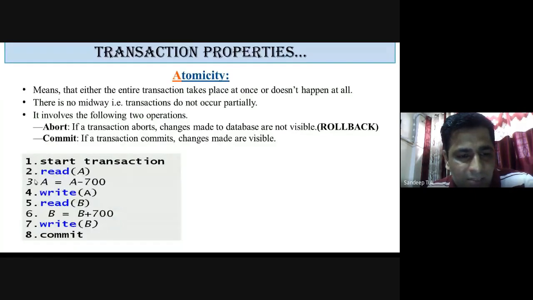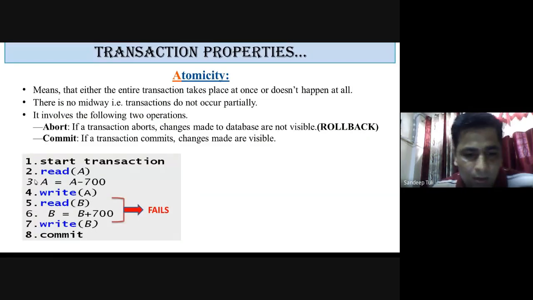The first statement is the start statement. Then the second one is reading the value of a. The third one is subtracting 700 from a. And then the fourth is writing the value of a. It means with statements 2, 3 and 4, it is trying to update the object a. Then with statements 5, 6, 7, the transaction tries to update the value of the object b.